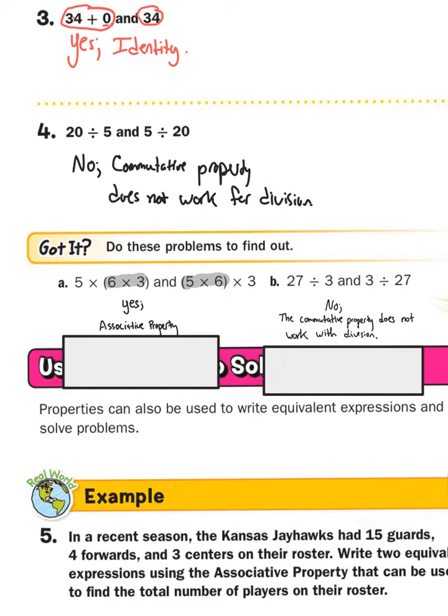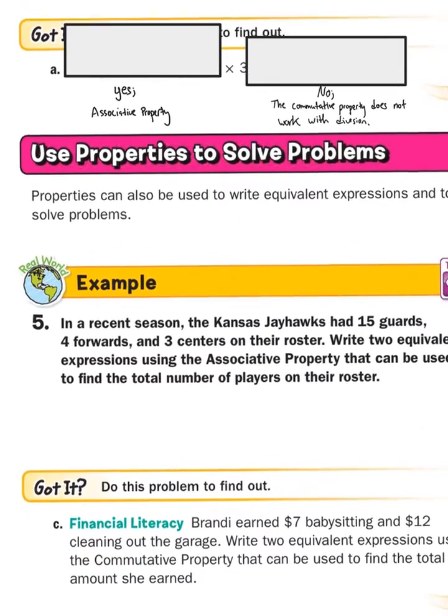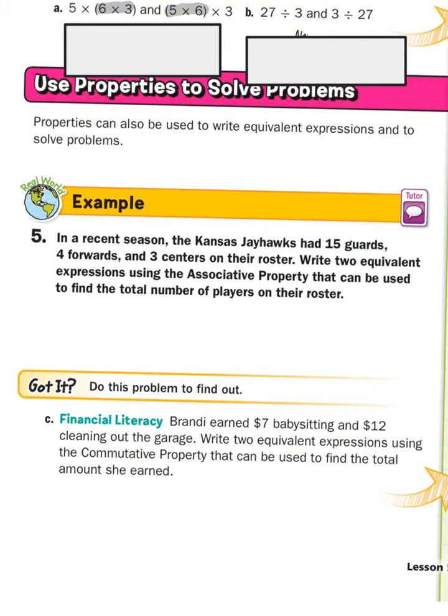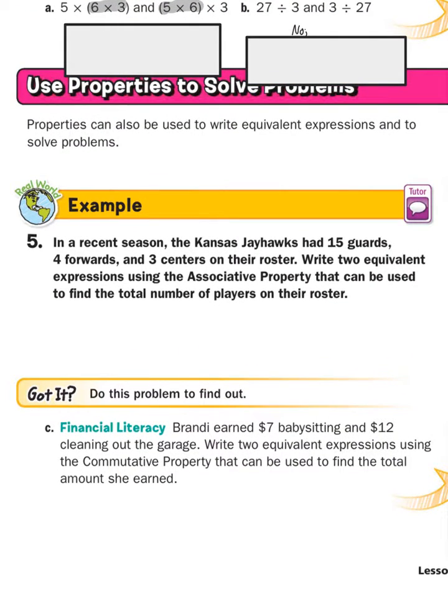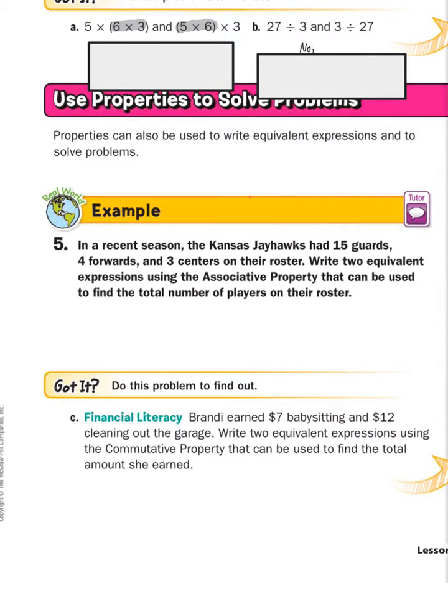So now, let's go down and look at how you can use the properties to solve problems. This is where you actually have to apply it. So take a look at example 5. As I read it, I'm going to circle some things that are important. Are you ready? It says, in a recent season, the Kansas Jayhawks had 15 guards, 4 forwards, and 3 centers on their roster. So I'm going to highlight that there. 15 guards, 4 forwards, 3 centers on their roster. Okay. Now the problem says to write 2 equivalent expressions using the associative property that can be used to find the total number of players on their roster.